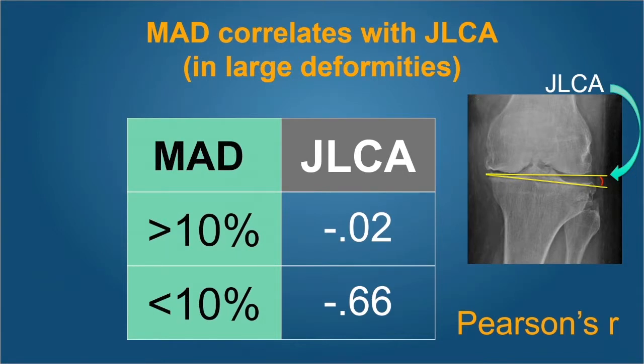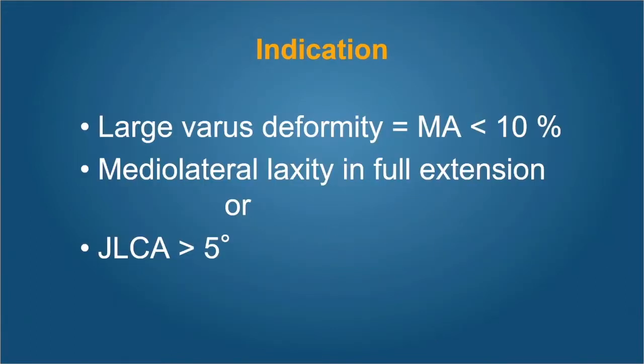The second thing, since this talk is part of a prize presentation so it's left brief, is we found a larger correlation with the condylar plateau angle. That's the difference in the angles of the 2 tibial plateaus. So therefore, the indication for performing an intra-articular osteotomy is a large varus deformity with a mechanical axis deviation at less than 10%, where the patient has a joint line convergence angle of more than 5%, or there is a mediolateral laxity in full extension.